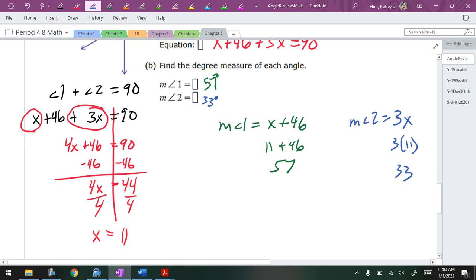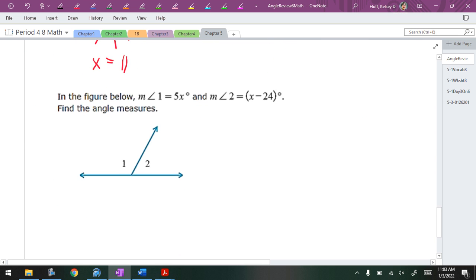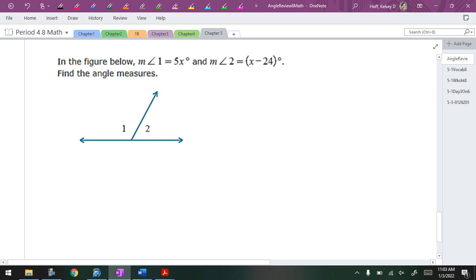All right. In the figure below, the measure of angle 1 is 5x, and the measure of angle 2 is x minus 24. Find the angle measures. What's different about this problem than the last problem? It's 180 instead of 90. So really, the measure of angle 1 plus the measure of angle 2 equals 180 degrees because it makes a perfect line here, not the 90 degrees with the box.